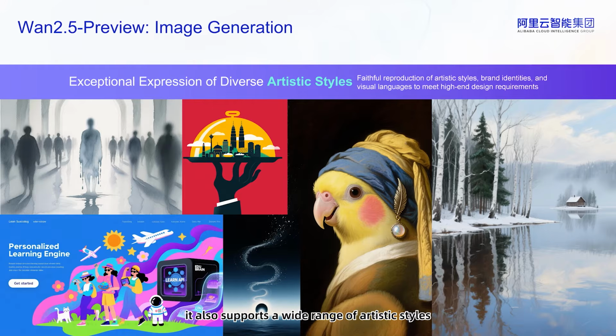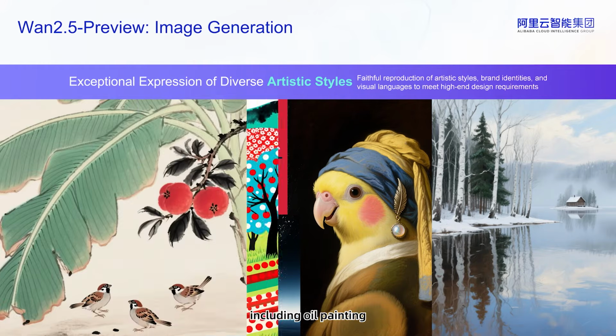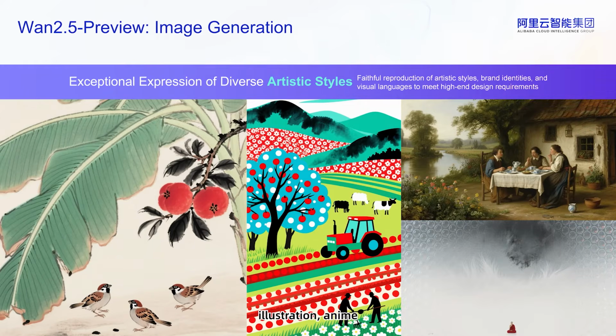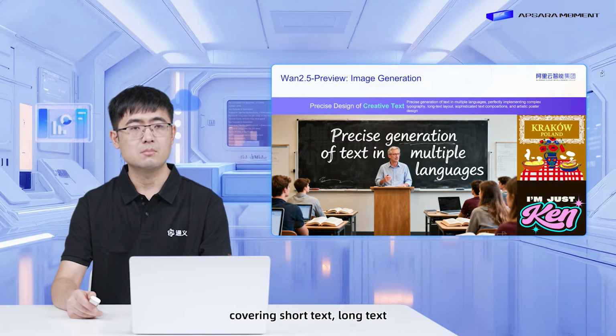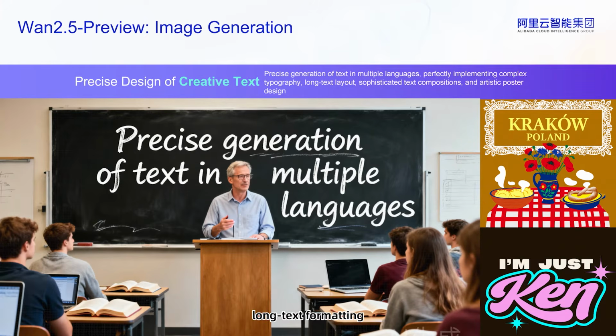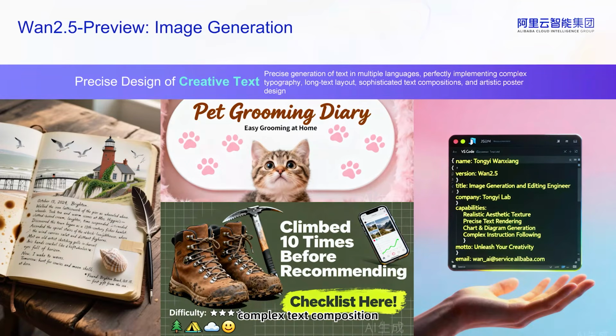Beyond realism, it also supports a wide range of artistic styles, including oil painting, illustration, anime, and Chinese aesthetics, whether classical or modern. In this version, we have particularly enhanced text rendering, enabling accurate generation of multilingual text, covering short text, long text, complex text, long text formatting, complex text composition, and artistic poster design.